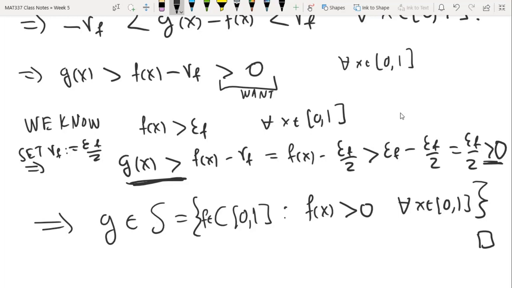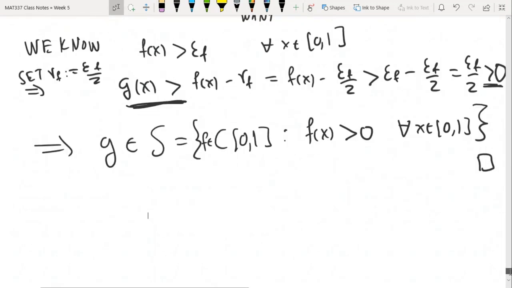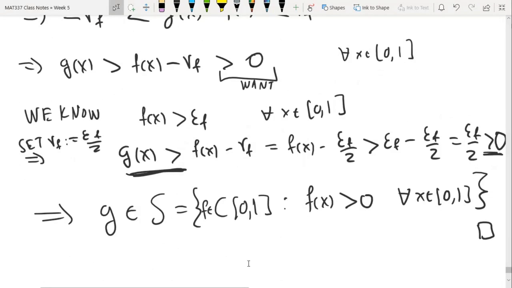Okay, any questions, comments? So that's how the typical question goes. You have to play around with f to figure out the radius. Okay. All right. Let's see. We have some more time.